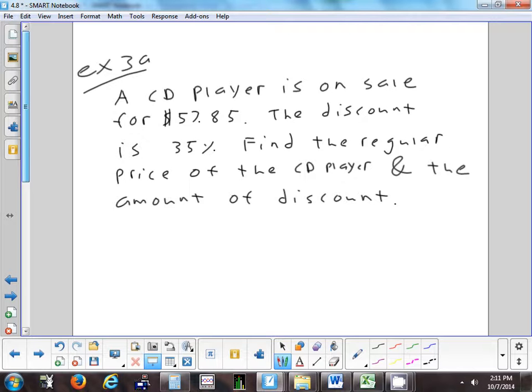Once we know the regular price, then we can figure out how much money you're actually getting off. Are you saving $10? Are you saving $20? How much money are you saving? But we can't figure that out till we know the original price of the CD player.